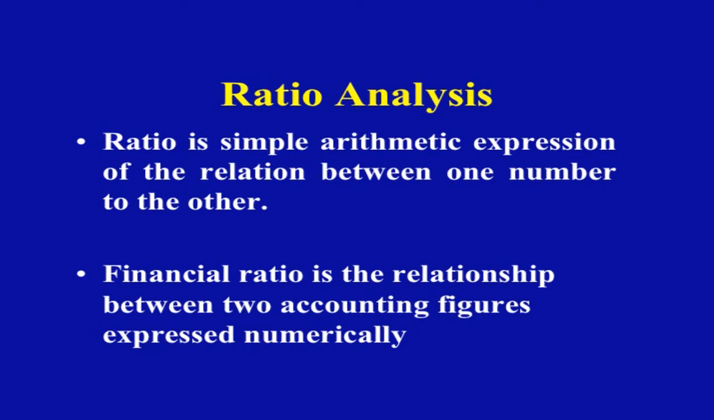When we use both the financial values, we call it the financial ratios. One financial value is expressed in terms of another financial value numerically. It is known as the financial ratio. For example, we can use the gross profit ratio. That is, gross profit is expressed as a percentage of the total sales or net sales. That is called a gross profit ratio.